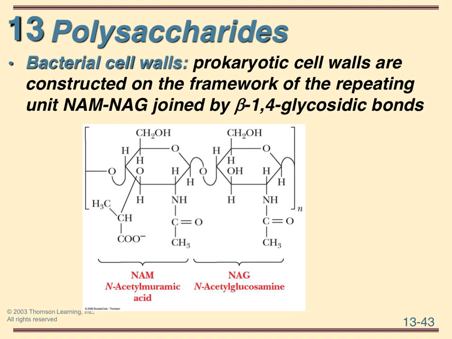I have problems saying that word, muramic acid. The muramic acid portion of it is this portion down here, which has a carboxylic acid and a carboxylate, just like your amino acids do. You know, it has a carboxylate end. So it can actually be used, and it's used by the bacteria, to add amino acids to it.